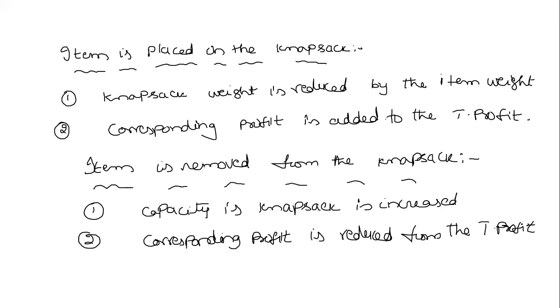Whenever an item is placed, capacity is reduced, profit is increased. Same way, when an item is removed from the knapsack, capacity is increased and corresponding profit is reduced. These two rules are also known as merging and purging rules. So let us see one example.